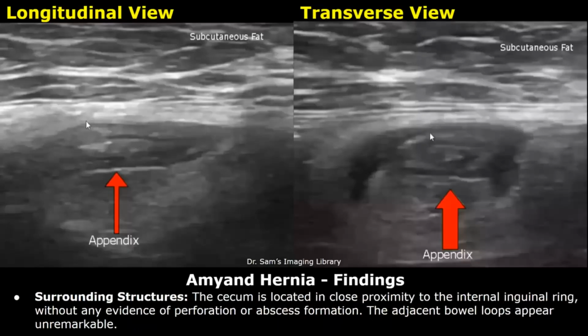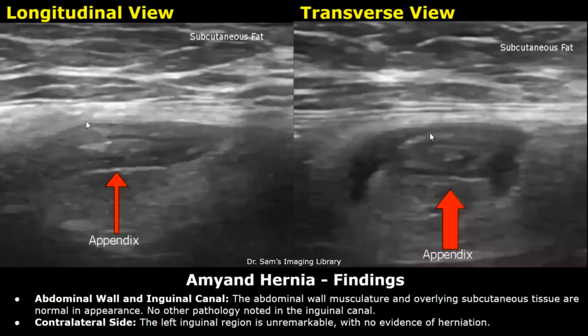The surrounding structures. The cecum is located in close proximity to the internal inguinal ring without any evidence of perforation or abscess formation. The adjacent bowel loops appear unremarkable. The abdominal wall musculature and overlying subcutaneous tissue are normal. The contralateral side is unremarkable.